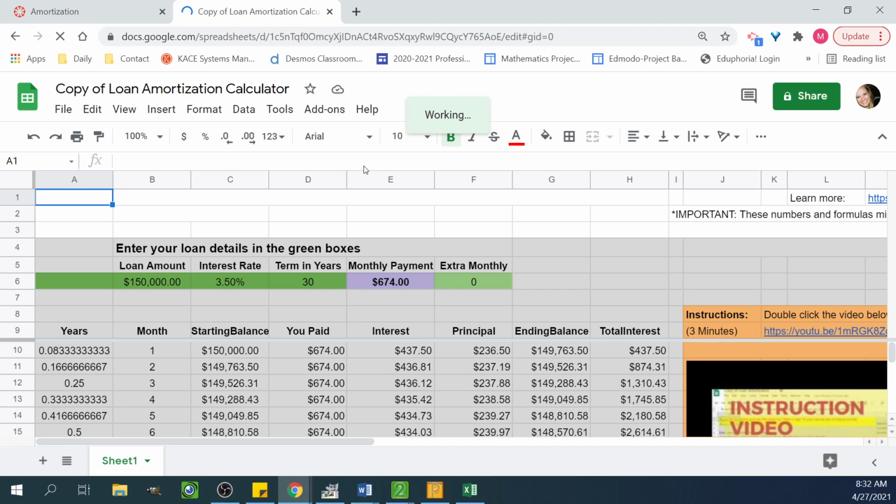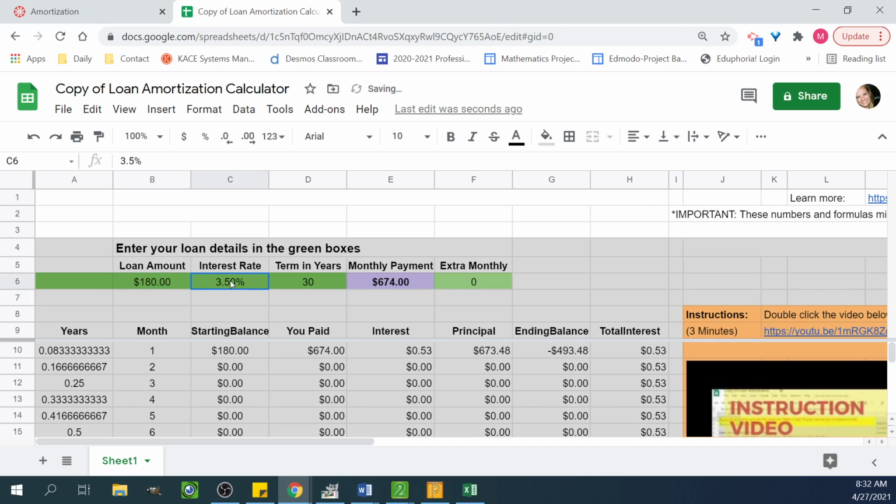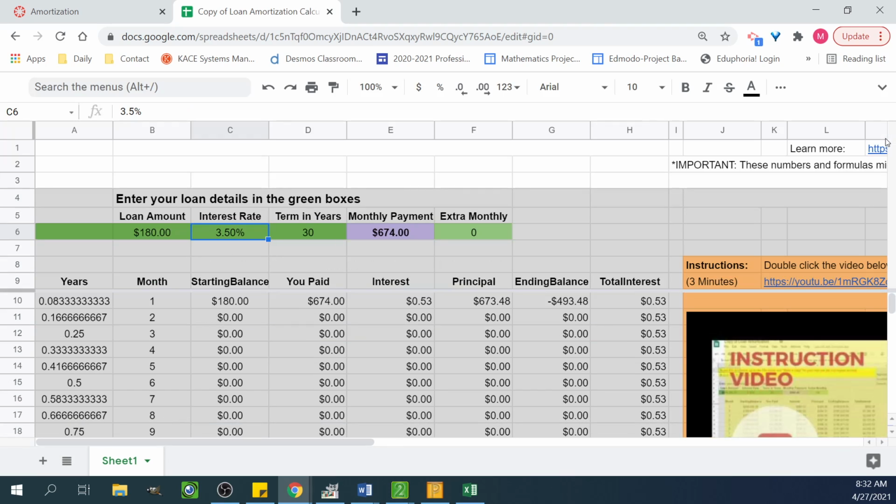Okay, so as you guys can see, you're going to change this stuff up here. So I could change this to, how much do you think a nice house costs? 180, okay? Leave the interest rate alone for now. Let me see if I can make this smaller. Oh no, I'm sorry, I have to do 180,000.